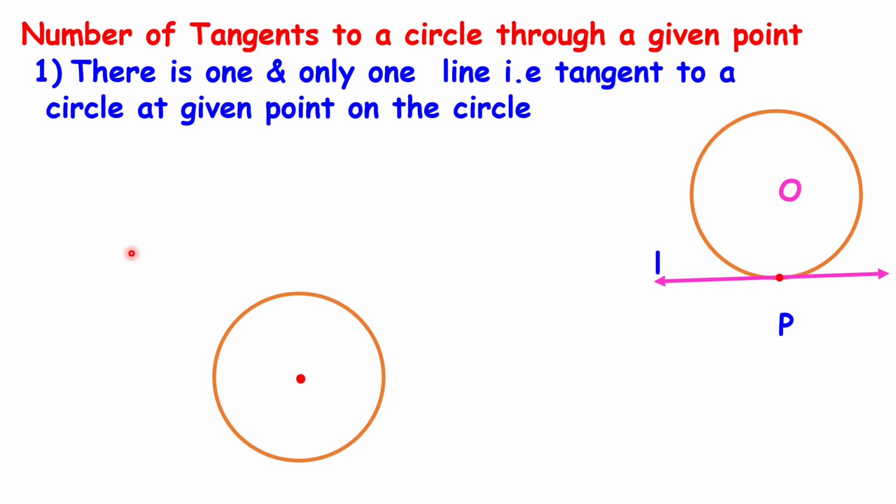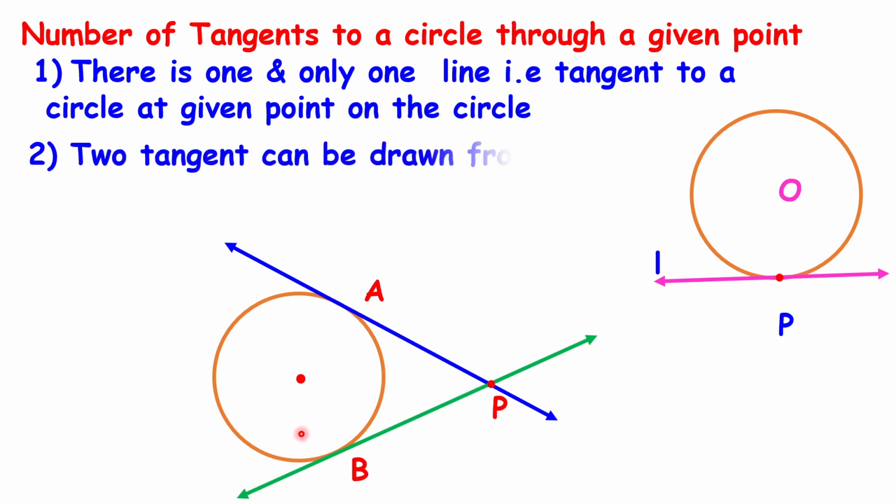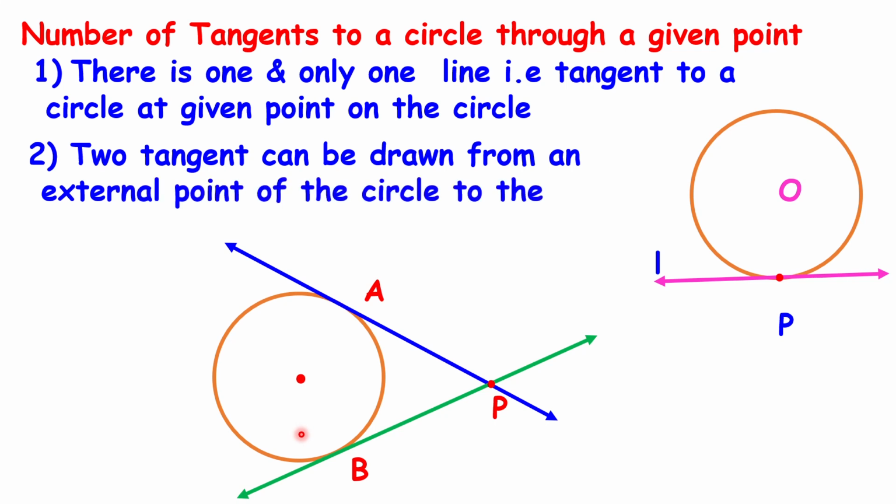If the point is in the exterior of the circle, here O is the center of circle and point P lies in the exterior of the circle. We will draw two tangents passing through this external point P. The line AP and line BP are the two tangents to the circle through the external point P. Therefore, two tangents can be drawn from an external point of the circle to the circle.